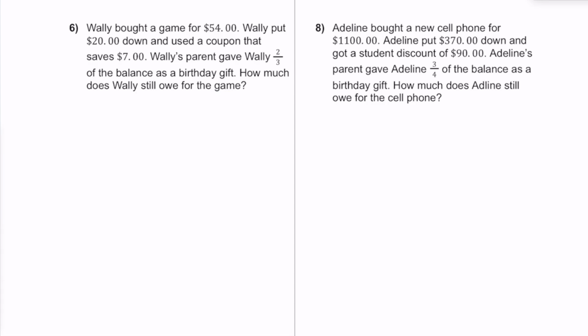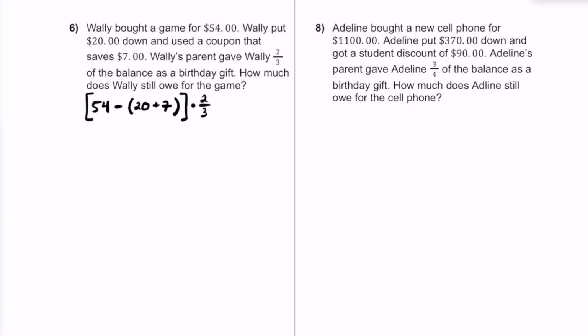All right, let's think about this for a moment. The original game is going to be 54 minus what he has already paid. Well, he's already technically covered the $20 and then the 7 for the coupon. So those two things added together will let us know how much he's already taken care of. Now, if you subtract the 20 plus 7 from the 54, that's what is left, or the balance. So if we take this whole thing and multiply it by 2/3, that's going to tell us what Wally's parents are covering, right?